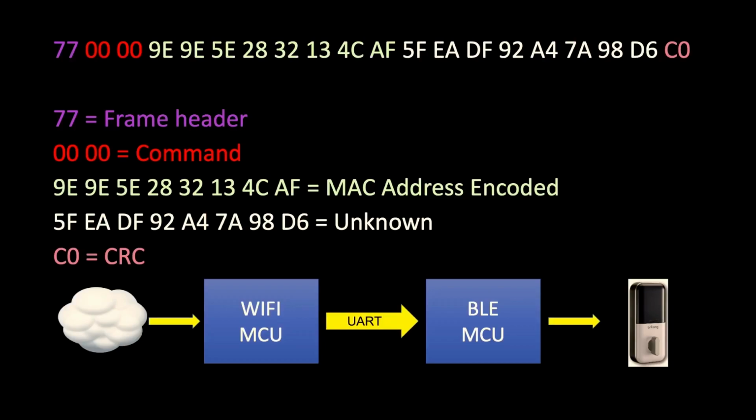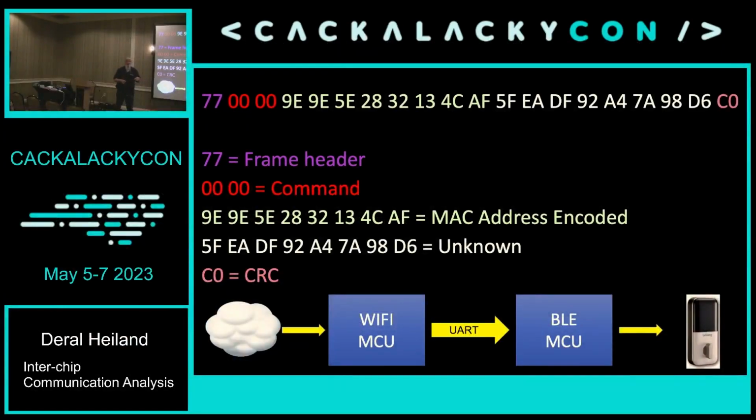So we have a frame header. Remember, we're not dealing with a UART communication that is human-interactive UART, so there's no end of line or carriage return, none of that stuff. This is interchip comms, so typically you're never going to see that, nor are you going to receive anything that's readable like you would typically see on a serial connection. We also found out that this is the actual MAC address encoded, which is kind of weird.